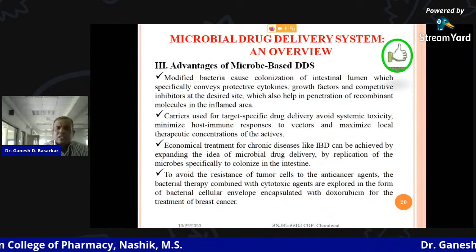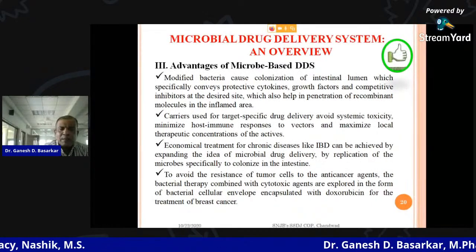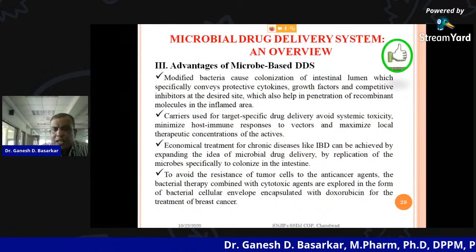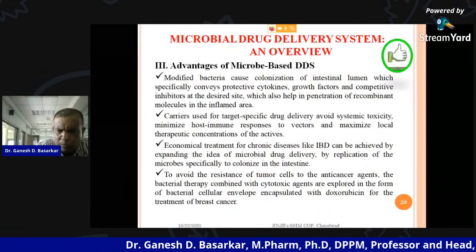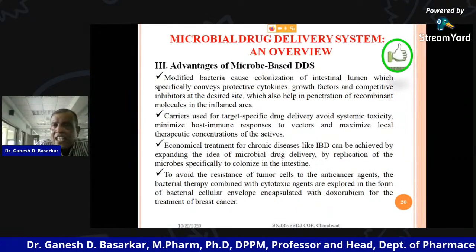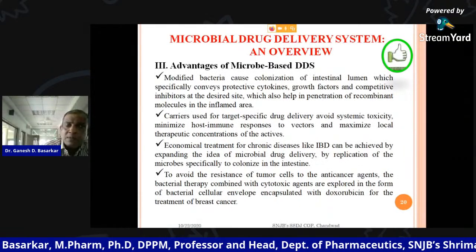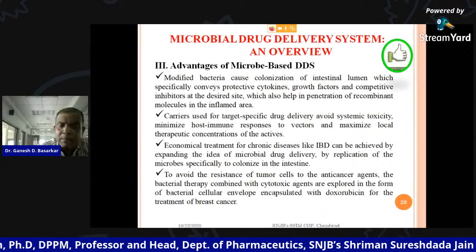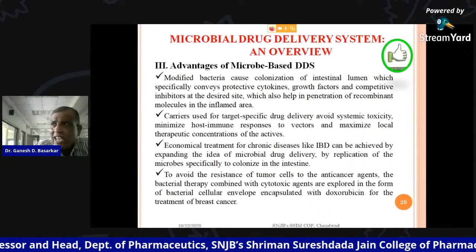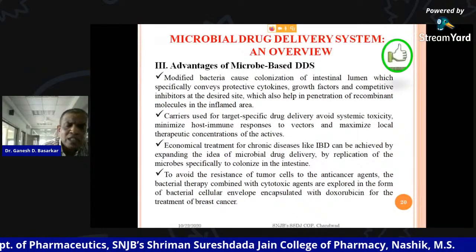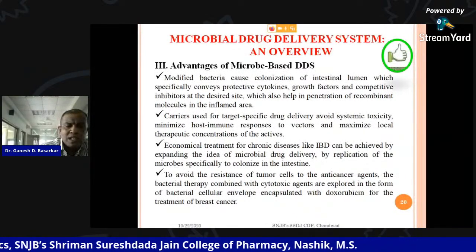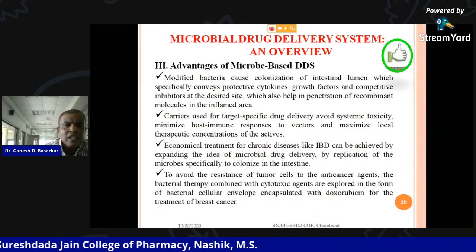To avoid the resistance of tumor cells to anti-cancer agents, bacterial therapy combined with cytotoxic agents can also be explored in the form of bacterial cellular envelopes. That is, the cellular envelopes are encapsulated with cytotoxic agents, along with the bacteria. Doxorubicin is a classic example which is undergoing this.